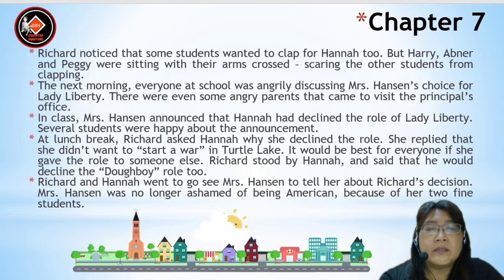Richard stood by Hannah and said that he would decline the doughboy role too. Richard and Hannah went to see Mrs. Hansen to tell her about Richard's decision. Mrs. Hansen was no longer ashamed of being American because of her two fine students.